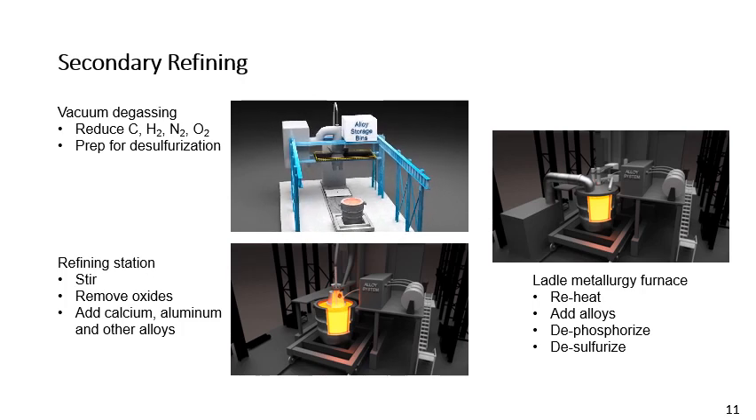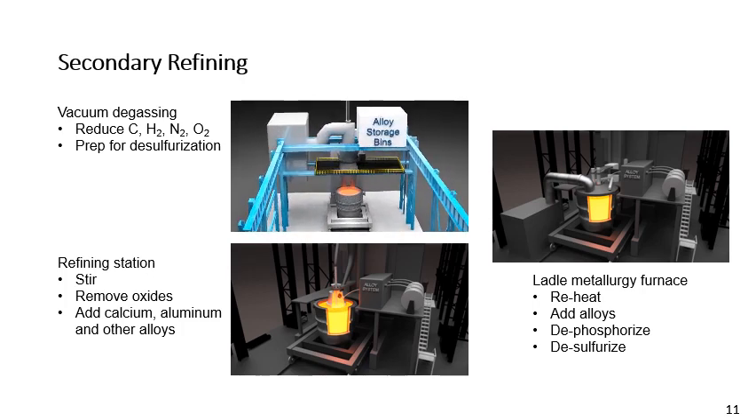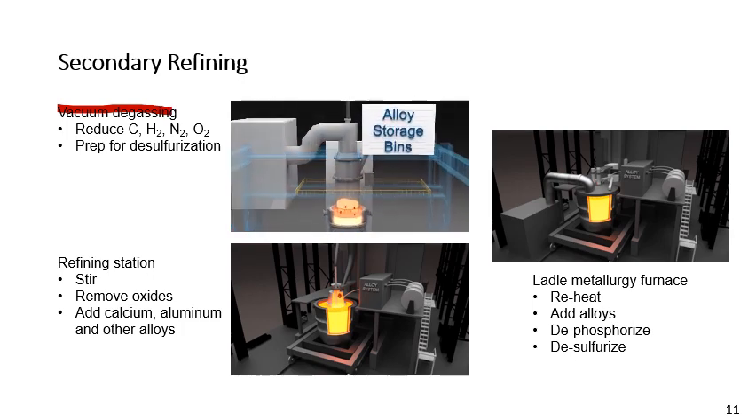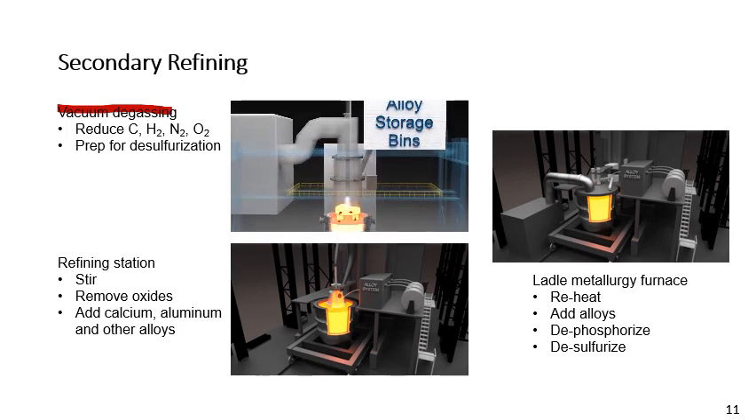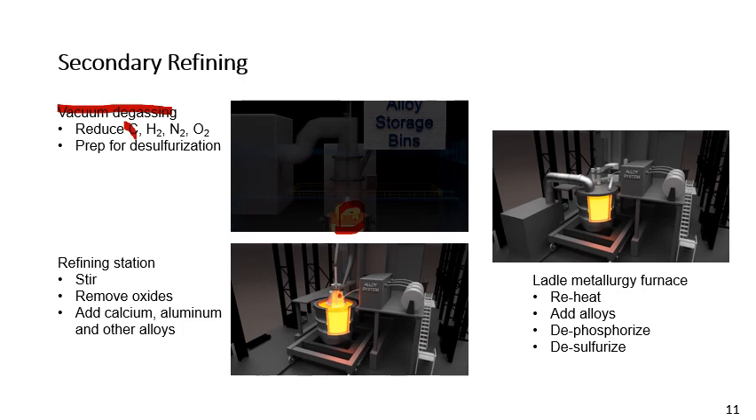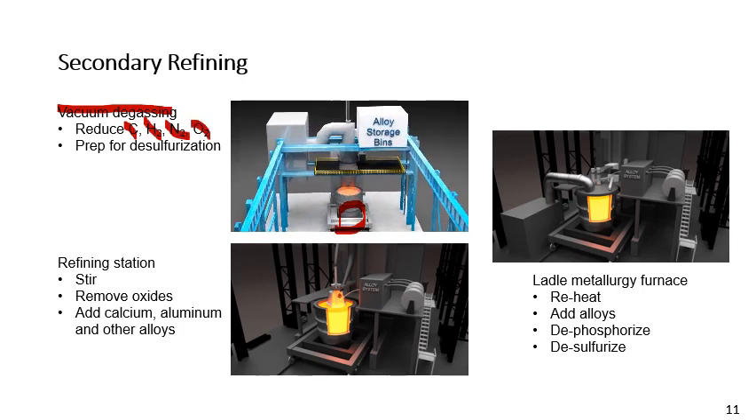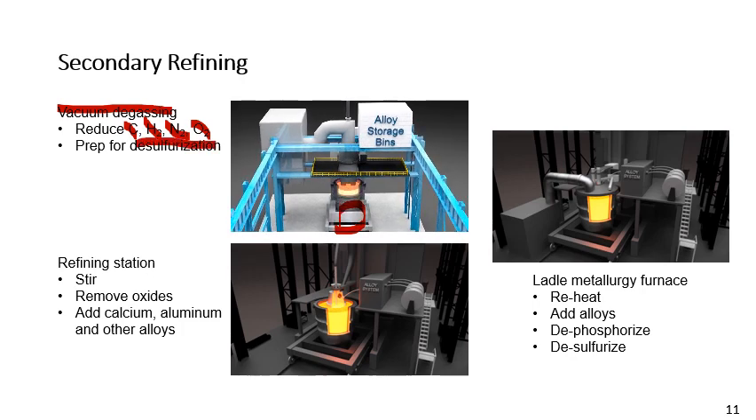To demonstrate that there are various types of secondary refining, here firstly we have an animation of vacuum degassing where a snorkel is lowered to the ladle and low pressure circulates the liquid steel up into an argon atmosphere to reduce the carbon, hydrogen, nitrogen, and oxygen, which can be bad actors in the steel product, and prepare for desulfurization.